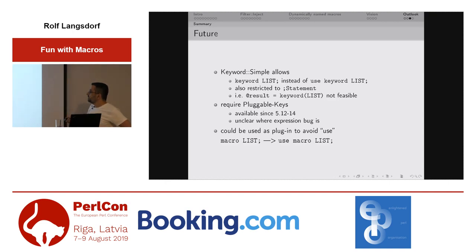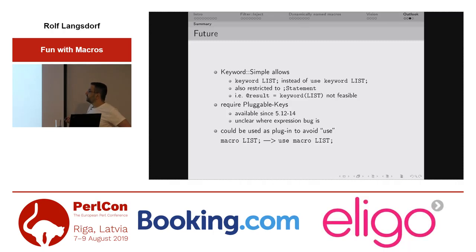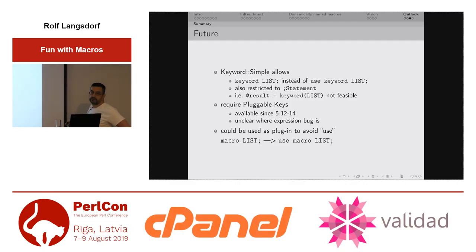But Keyword::Simple allows you to define a keyword. It has the same restriction that it only works as a statement. I talked to the author. He thinks it's a bug in the implementation of pluggable keywords. It builds on pluggable keywords, which work since 5.12, 5.14. In 5.14, they fixed some bugs. And it's unclear where the expression bug comes from. This is an expression. This is not feasible at the moment.